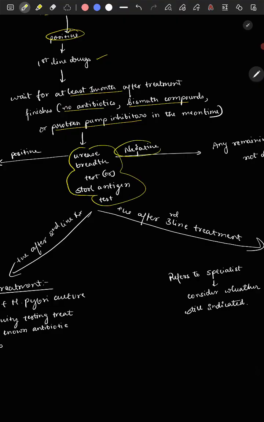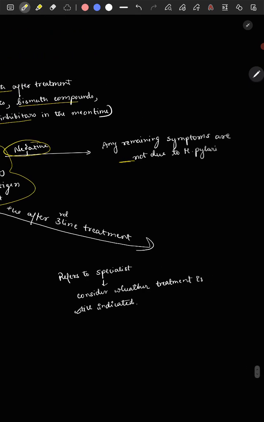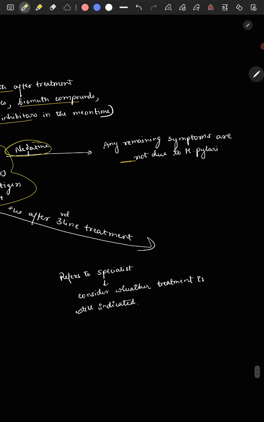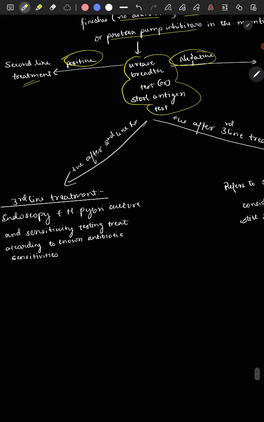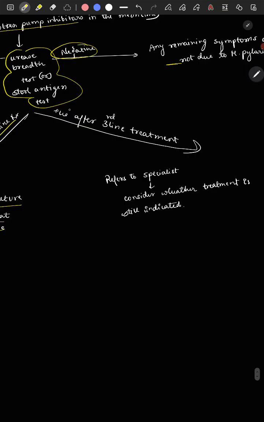If it is negative, then any remaining symptoms are not due to H. pylori. If it is positive, then second line treatment should be given. If it is positive after second line treatment, then third line treatment should be given, which is endoscopy plus H. pylori culture and sensitivity test, and treat according to the known antibiotic sensitivities. If still positive after third line treatment, then refer to a specialist. Consider whether the treatment is still indicated.